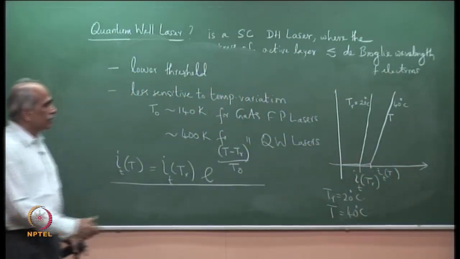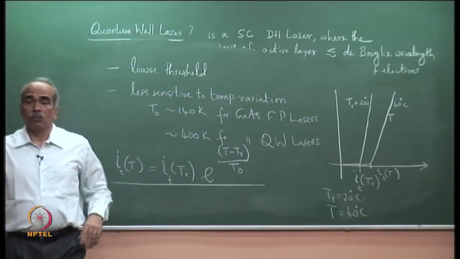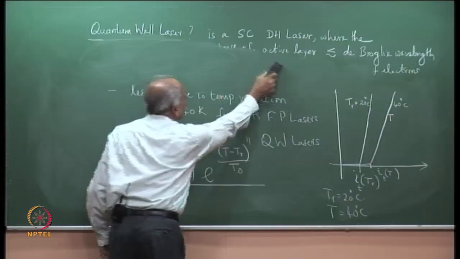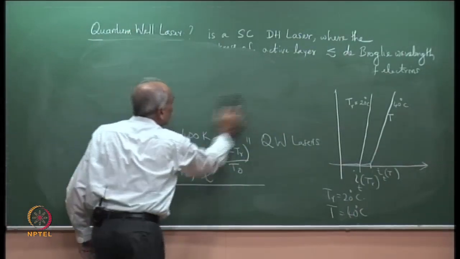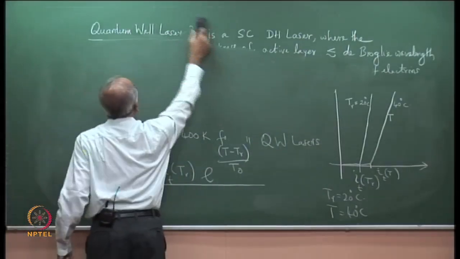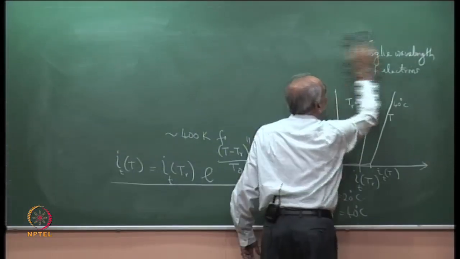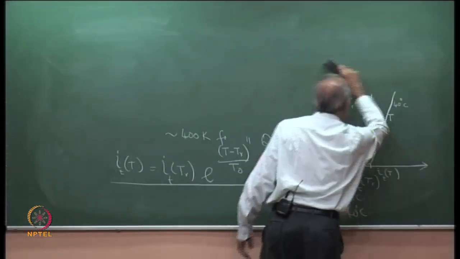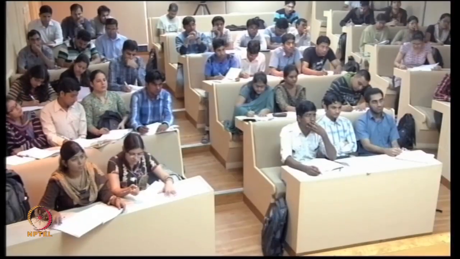So for quantum well structures, this is very large. Why is it so? There are several reasons. One of the most important reasons is that because of discrete energy levels, the carrier distribution within the quantum well structure is not so sensitive to temperature.